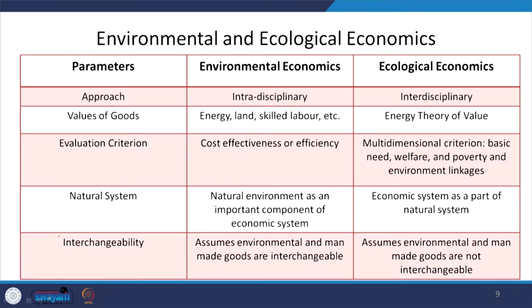Then interchangeability, if taken as a parameter, environmental economics assumes that environmental and man-made goods are interchangeable. So, man-made and environmental goods are interchangeable. What does it mean? It means that there is some sort of trade-off. If more and more investment is made to create conventional goods, less money or resources will be available to generate environmental goods.